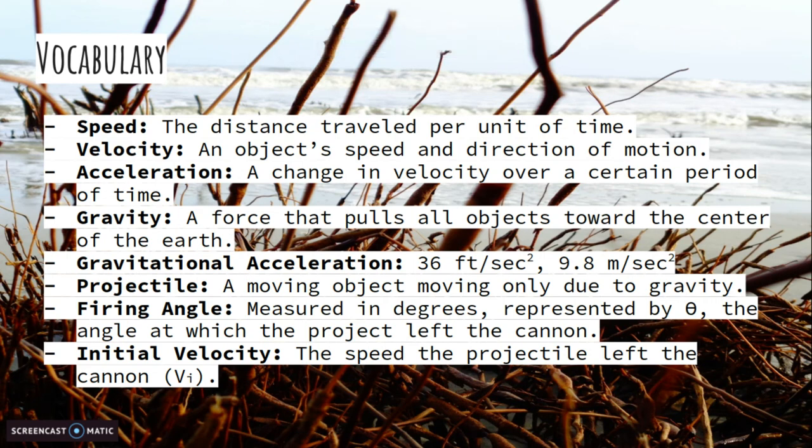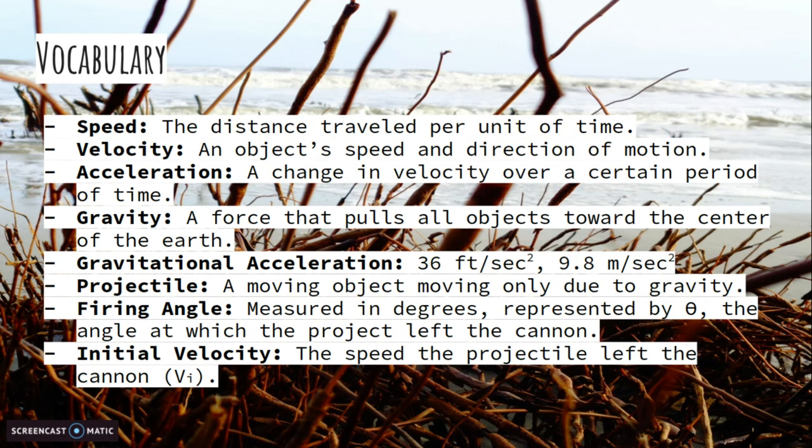Speed is the distance traveled per unit of time. That can be in miles per hour, kilometers per hour, feet per second in this case. Velocity is the object's speed and direction of motion. We mostly know all these words, mostly. Acceleration is a change in velocity over a certain period of time. Gravity is the force that pulls objects towards the center of the earth.